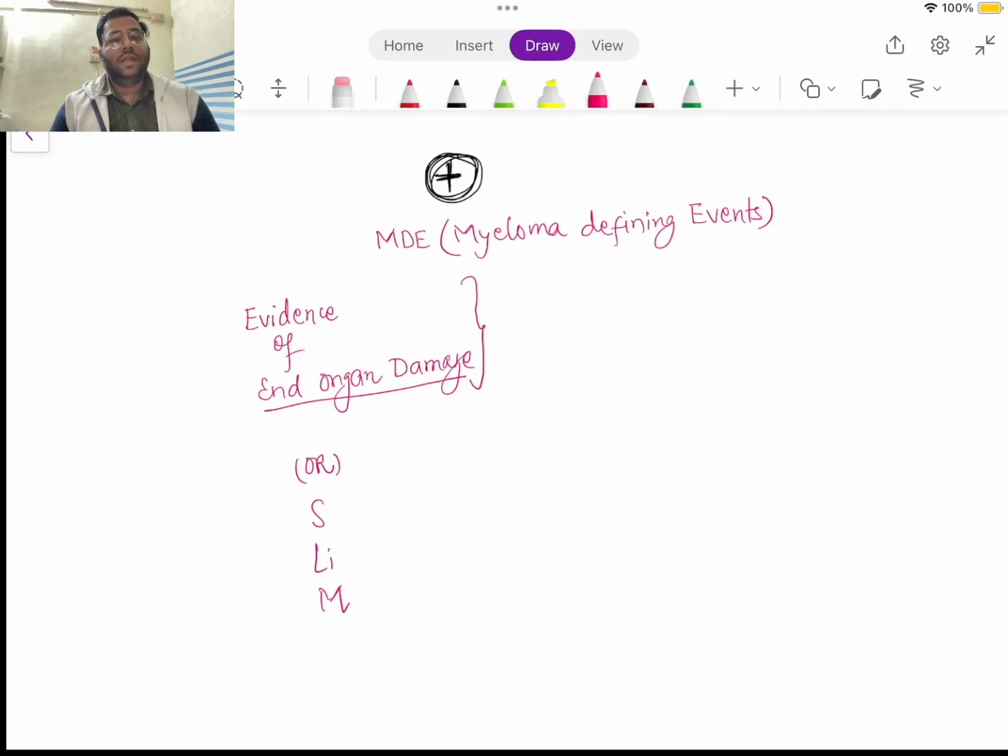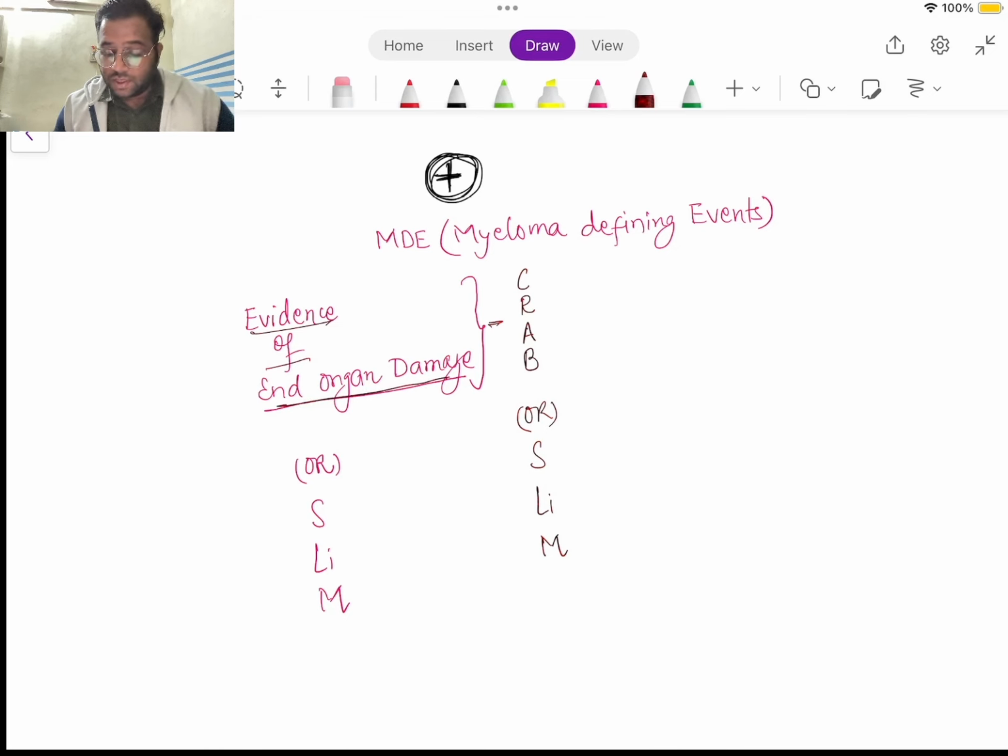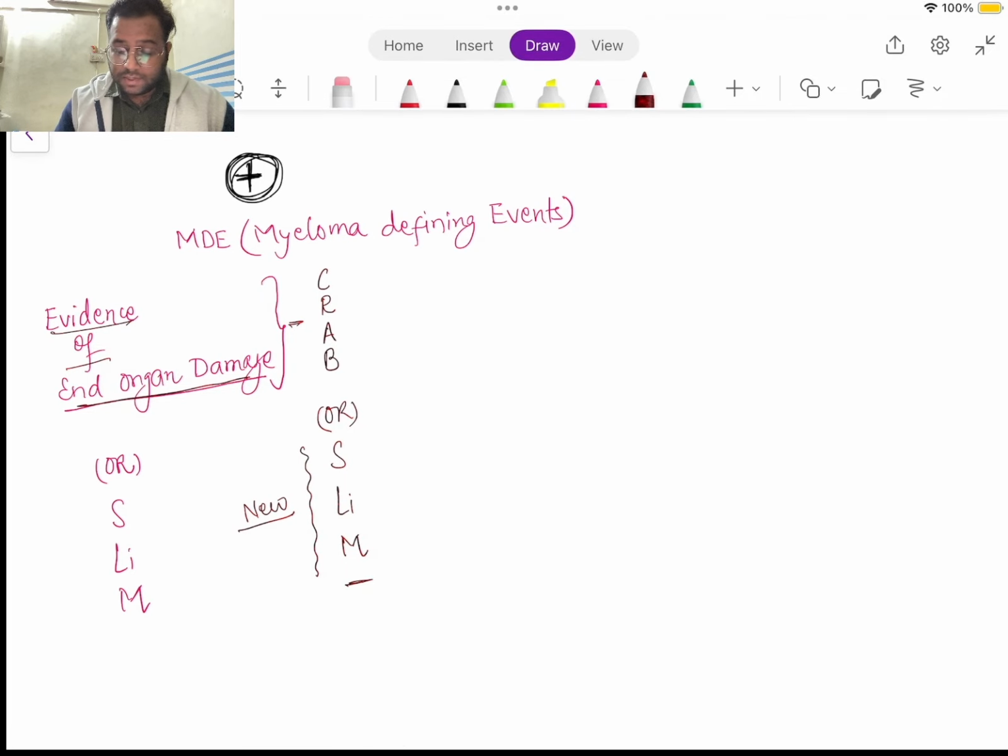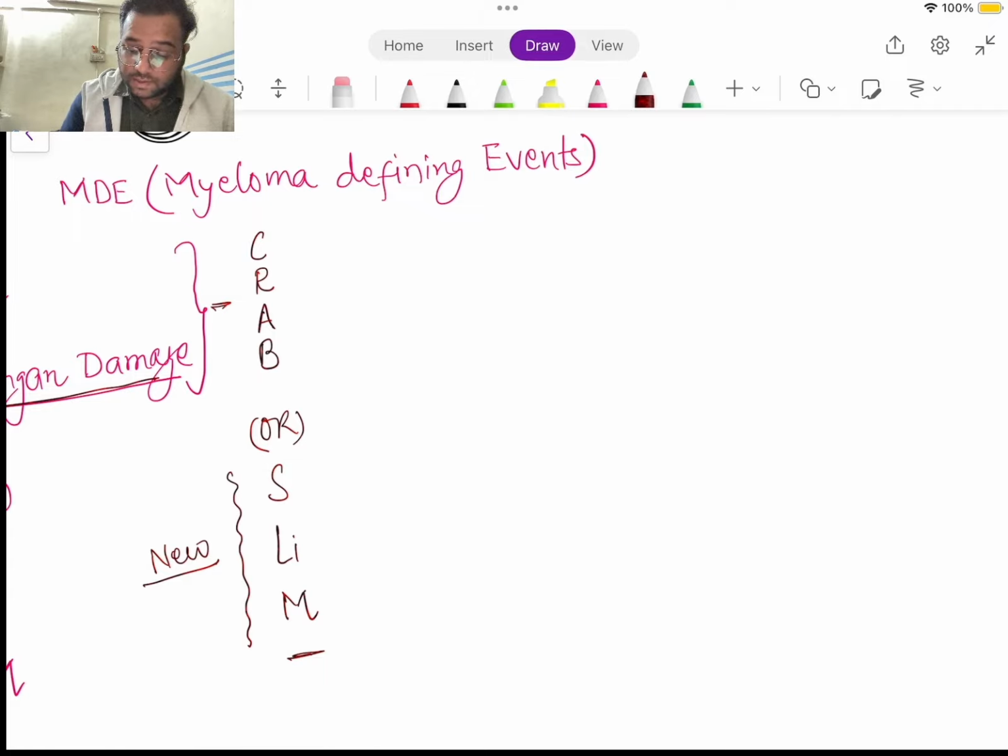How do we get to know that end organ damage is going on? We get to know by the very famous CRAB criteria. So we can learn it as CRAB or SLiM criteria. CRAB denotes basically the evidence of end organ damage. And we have the SLiM criteria. This is the new part which has been added by the IMWG, International Myeloma Working Group. So what does this mnemonic mean? How to learn that? Let's start writing.